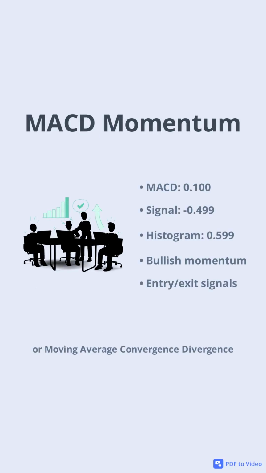The MACD, or Moving Average Convergence Divergence, is a momentum indicator that tracks the relationship between two EMAs. DJT's MACD is at 0.1, with a signal line at -0.499 and a histogram of 0.599. The positive histogram and MACD above the signal line suggest bullish momentum. Additionally, the MACD momentum value of 0.751 reinforces the idea of upward price pressure. Traders often use MACD crossovers and divergences to time entries and exits.